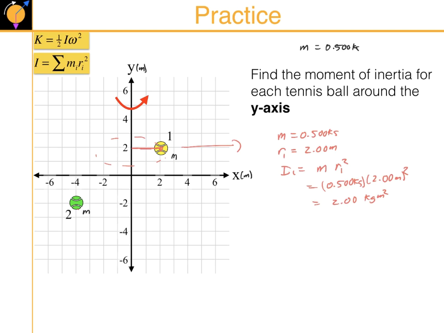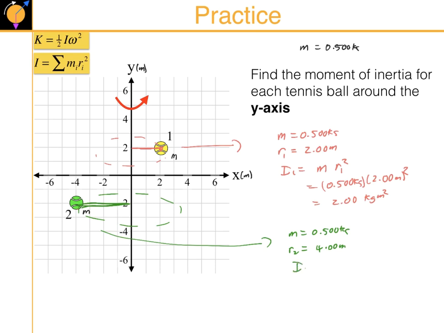Now if I were to do the same thing for this ball here, so this ball is rotating like this. This ball here is different, right? It's not 2 meters. Its distance is, okay, well, it has the same mass, 0.5 kilograms. And its distance for R2 is 4 meters out. Don't worry about the minus 4r, it's just how far it is from the axis of rotation. So it's 4 meters out.